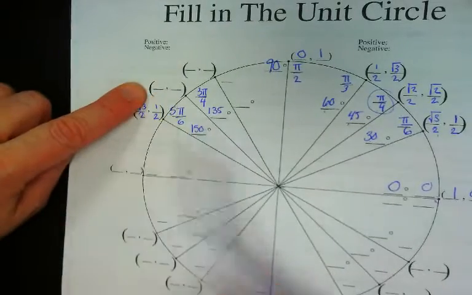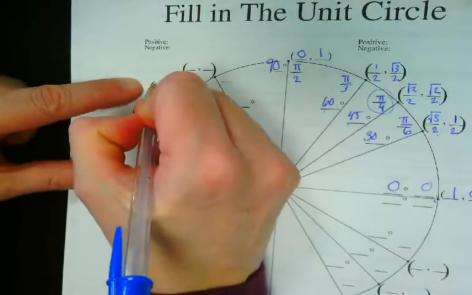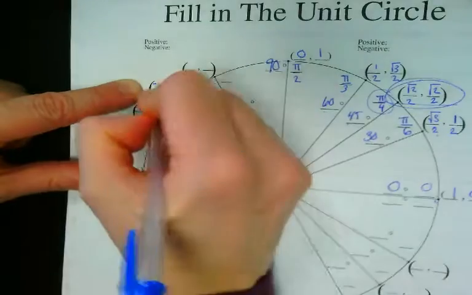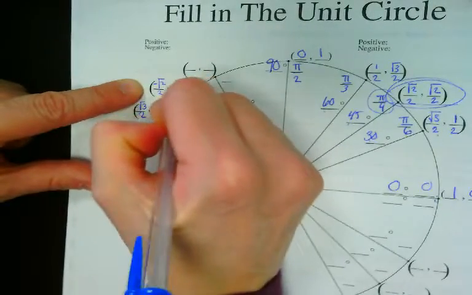And now we need the point. What do we know about the x value? Negative, and it's still the exact same as it is here. Negative root 2 over 2, positive root 2 over 2.